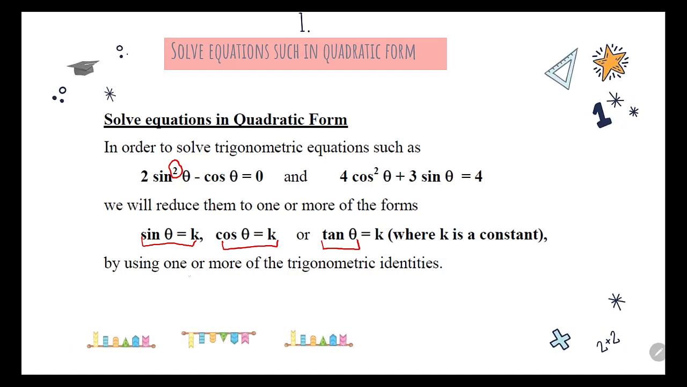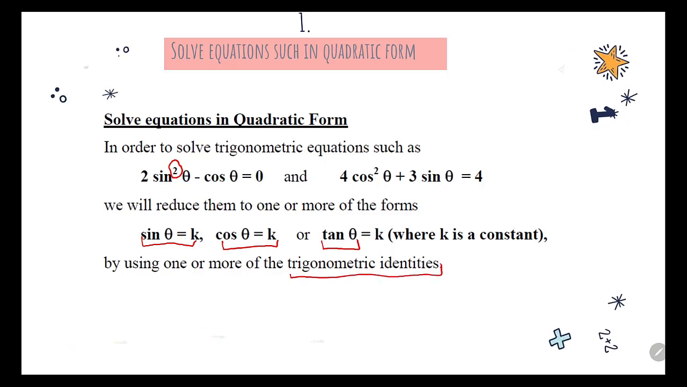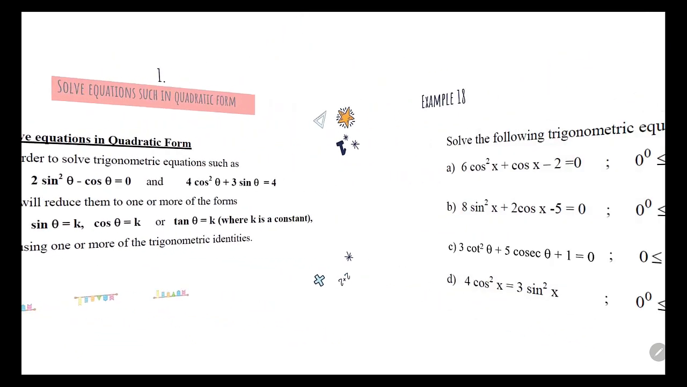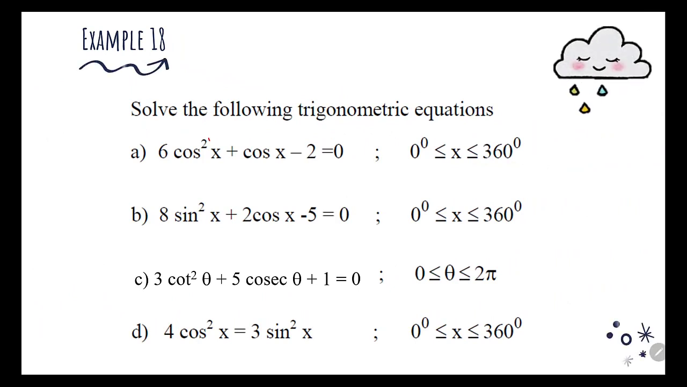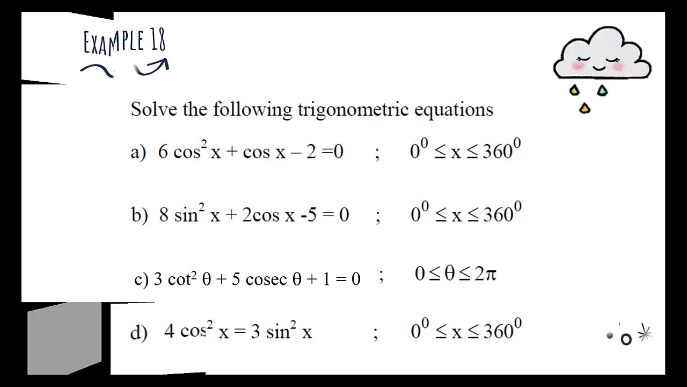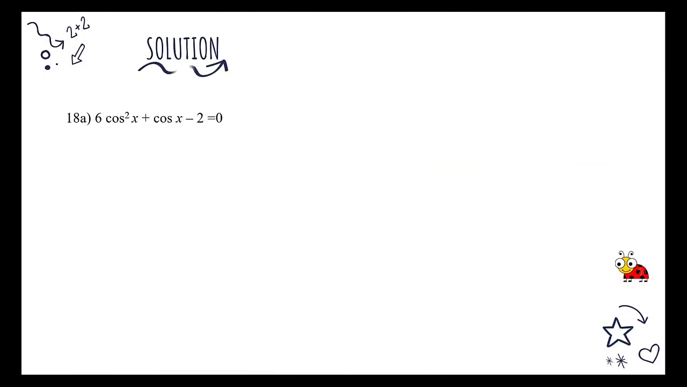So how are we going to reduce? We're going to be using trigonometric identities. Now, let's look at the example. Solve the following trigonometric equations. Notice that all the given equations are quadratic equations. Now we're going to see how to reduce this to sin x, cos x, or tangent x. So we will start with example 18a: 6 cos square x plus cos x minus 2 equals 0. If they're asking us for the solution, it means they want us to find x.